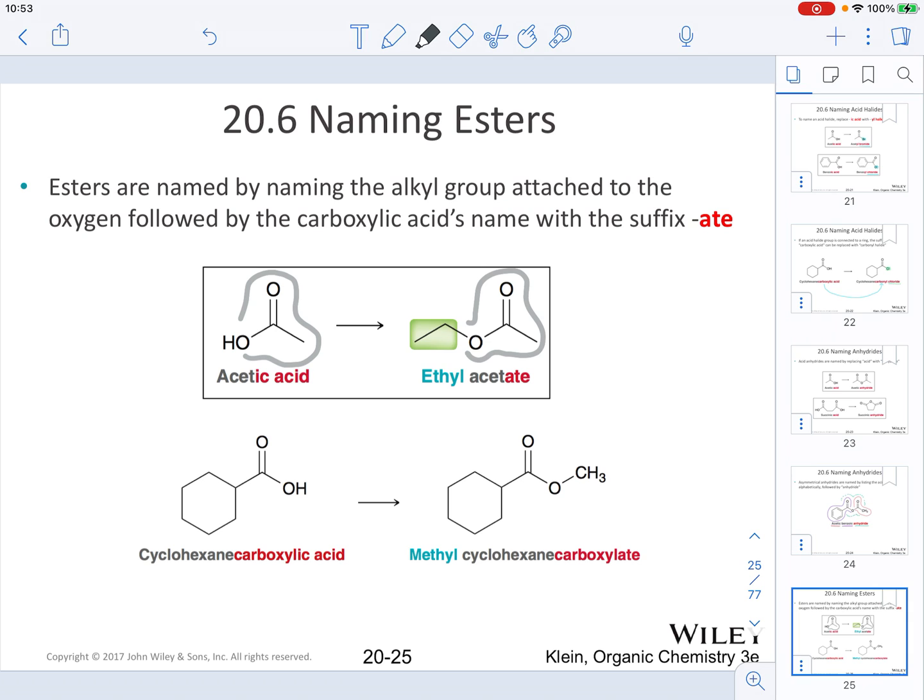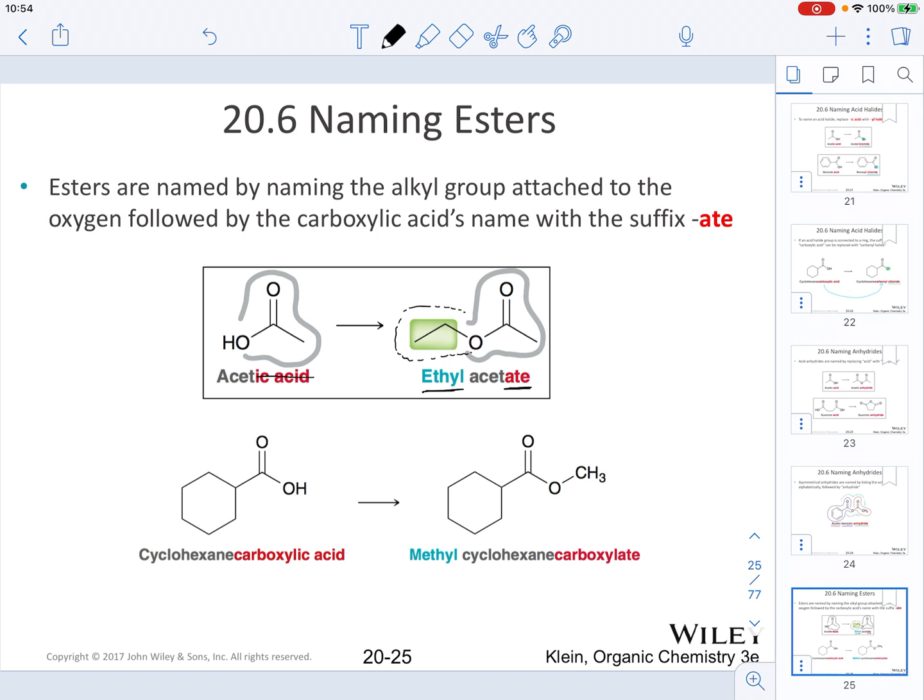And again, we're going to learn synthesis further in the chapter. So that portion came from acetic acid. We're going to remove the ic acid from acetic acid and put ate as our ending. The first word, as you can see, ethyl, comes from the group that is specifically attached to the single bond oxygen.